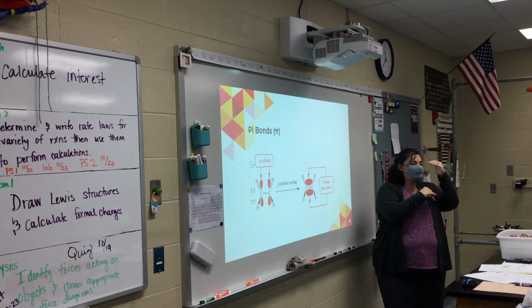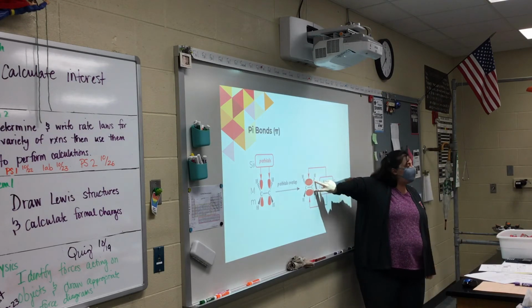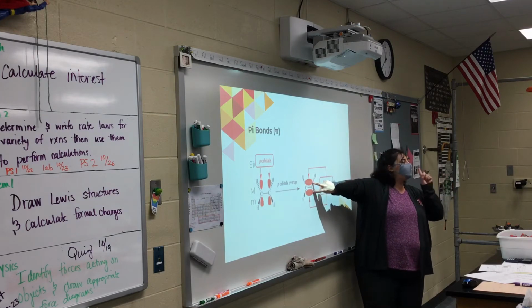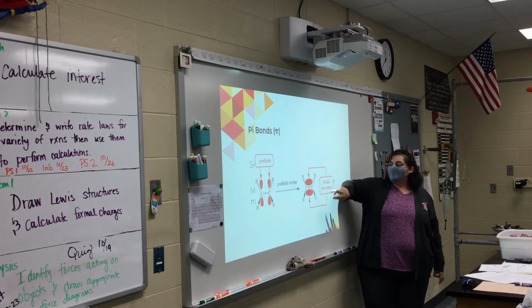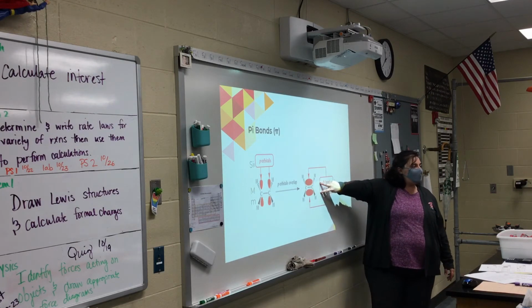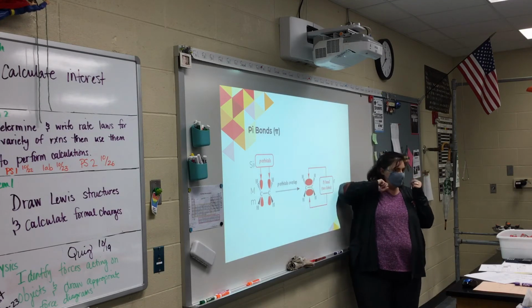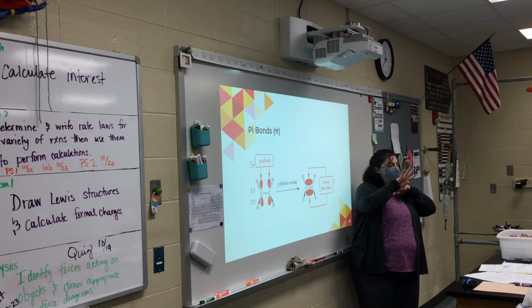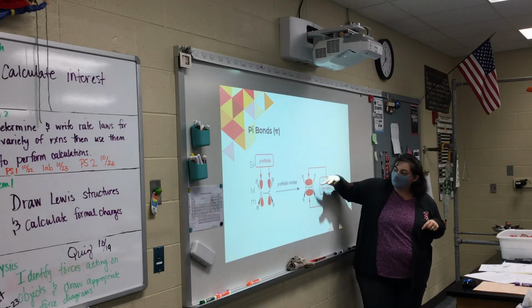A pi bond has 2 lobes. So I don't want you to think that that's a triple bond. That's not a triple bond. That is 1 set of p orbitals that have merged together. And that forms the pi bond. So a pi bond has 2 lobes. If this was a triple bond, we would have 4 lobes, right? 1 for each bond.